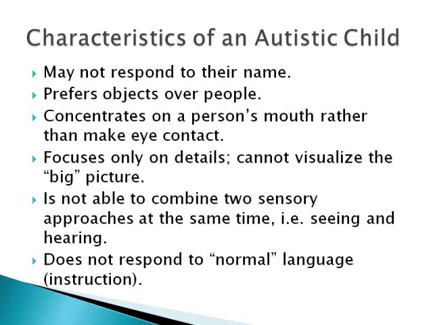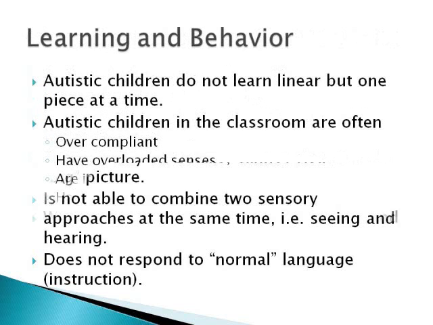Here are a few characteristics of an autistic child. They may not respond to their name, they prefer objects over people, they concentrate on a person's mouth rather than make eye contact, they focus only on details, and they are not able to combine two sensory approaches at the same time, nor do they respond to normal language such as instruction.